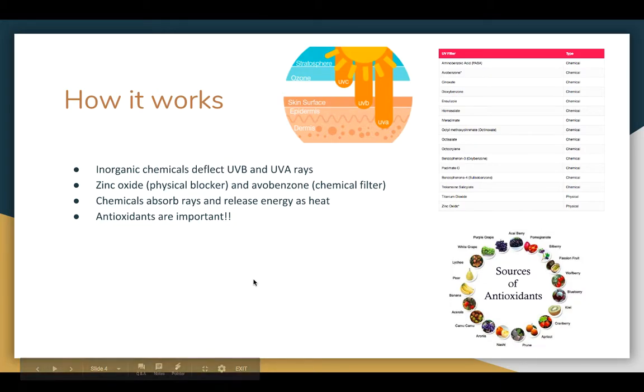So sunscreen is going to be made up of a very complex and long list of chemicals, but there's separation between them. So you're going to have your inorganic chemicals in sunscreen, which are going to be reflecting or scattering the light away from the skin. And then you're going to have your organic chemicals, and these are the ones that are going to be absorbing UV rays.